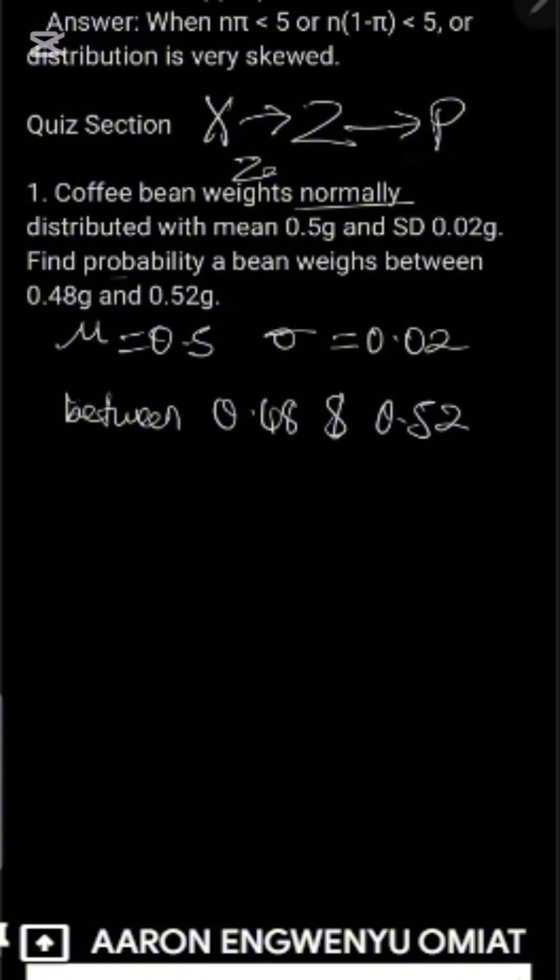Are we together? So, Saison, can you help us standardize 0.48? What do I write? Yes, Saison. Using the formula, let me write the formula. You just substitute: x minus mean, divided by sigma. Saison, substitute for 0.48. What do I write?